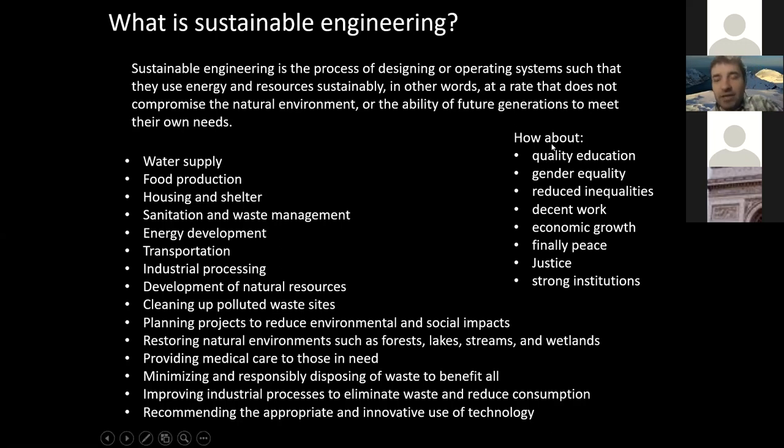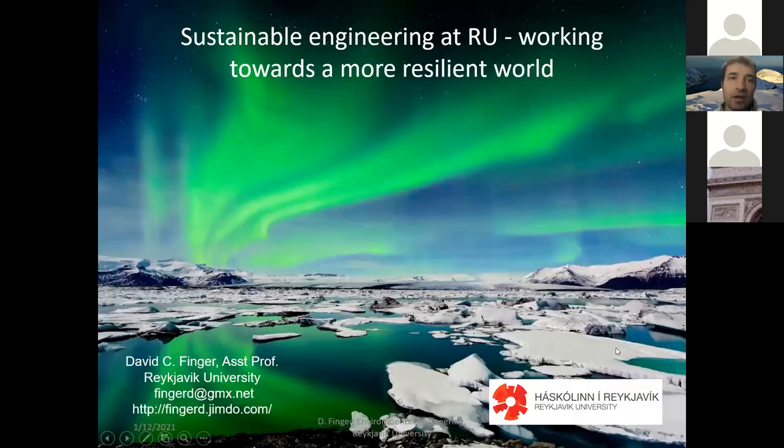Frequently, there are other aspects that go more into social science, like quality education, gender equality, reduced inequalities, decent work, economic growth, and finally, peace, justice, and strong institutions, that are also topics that are frequently mentioned in connection to sustainable engineering. I think we answered more or less the question what sustainable engineering is about. And I would like to show you in the next 1.5 hours some of the projects that we are working on in sustainable engineering at Reykjavik University.